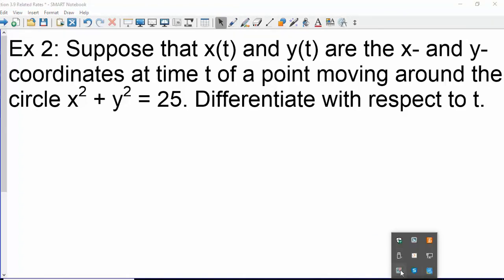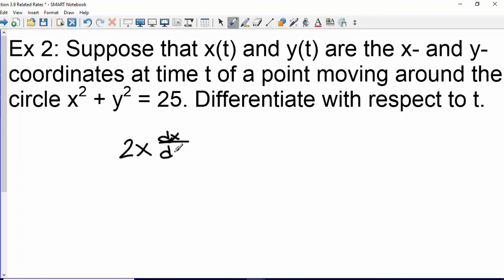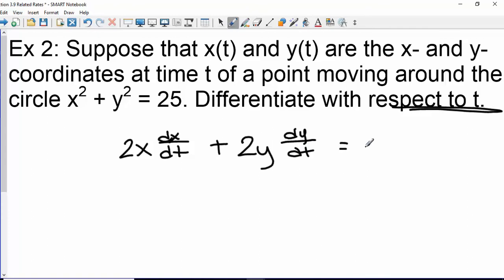I have to pull back what we were doing before Christmas. Derivative of x squared would be 2x dx/dt, because we're doing it with respect to t, plus derivative of y squared, 2y dy/dt, equals derivative of 25, which is 0. So 2x dx/dt plus 2y dy/dt equals 0. Everything gets d something dt, whatever that variable is.